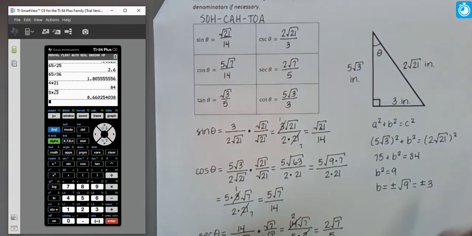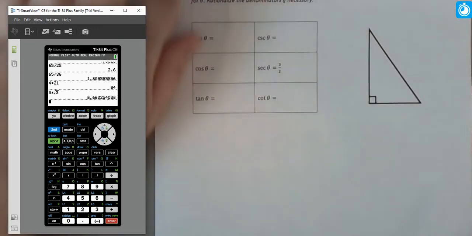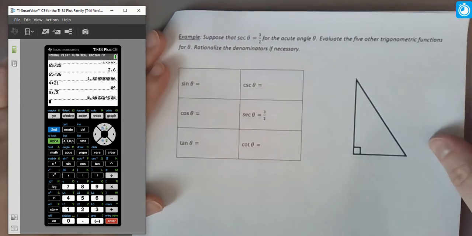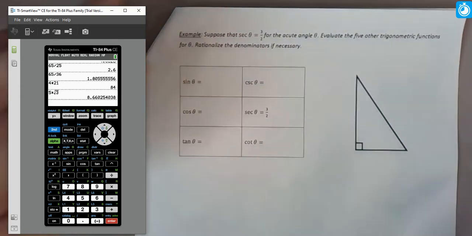So let's look at another example. For these previous two, we were given actual side lengths, either a pair of legs or a leg and a hypotenuse. We can also be given information about our triangle and its angle measures through other trigonometric values. So if we're given one of the trigonometric values for our triangle, that also gives us a different way to label the sides of the triangle.